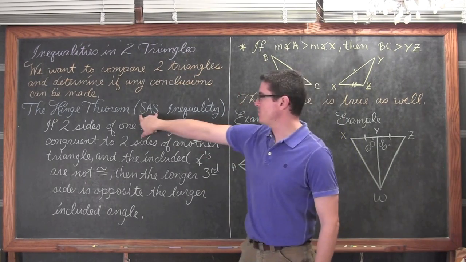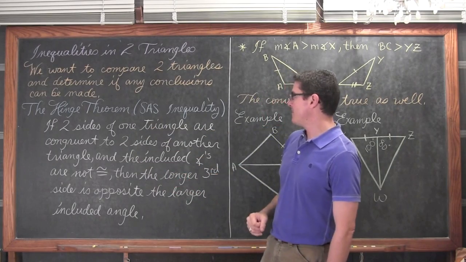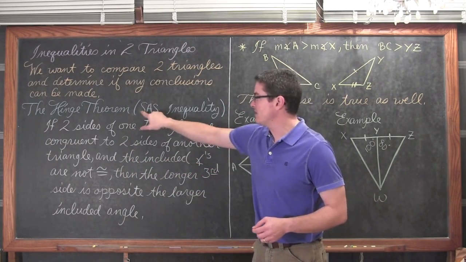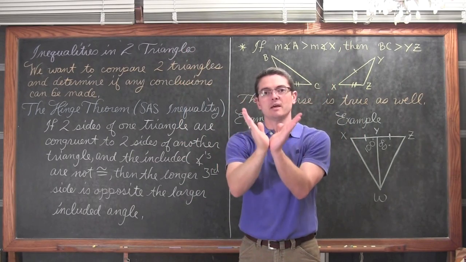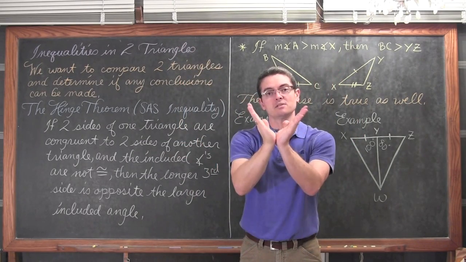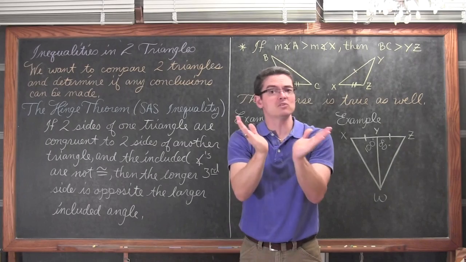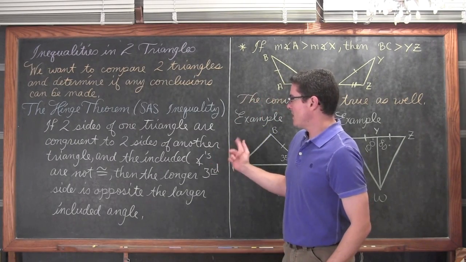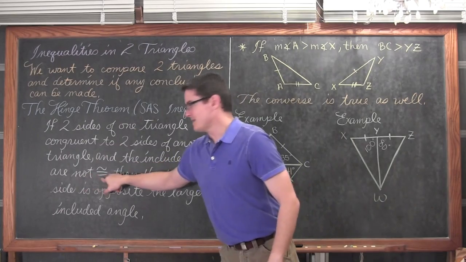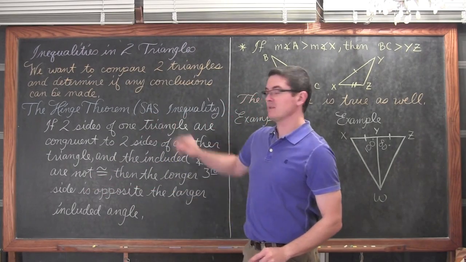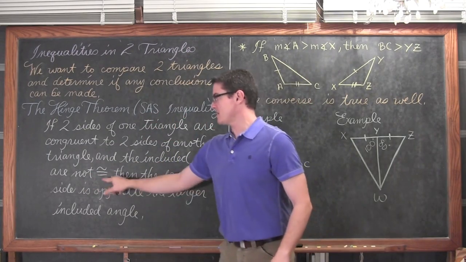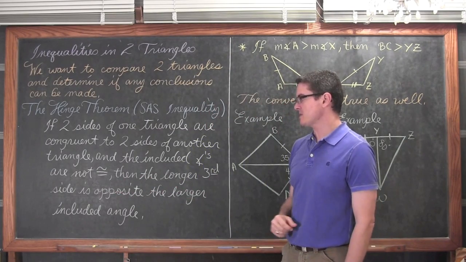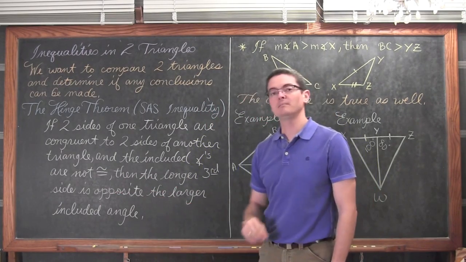So again, we have those two pairs of congruent sides, and the included angle. Notice the angle symbol is in between the two sides. When two sides come together and make an angle, that angle is said to be included. It's kind of in between the two sides that help to make it. And the included angles are not congruent. That's why we're not talking about the side-angle-side congruency theorem, because the angles are not congruent. Then the longer third side is opposite the larger included angle.